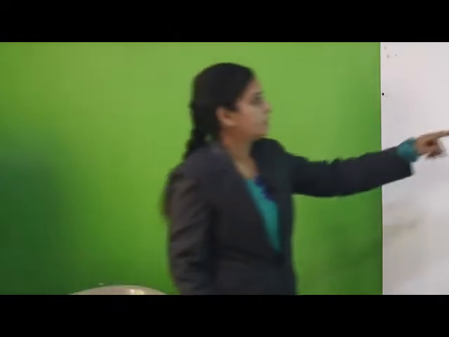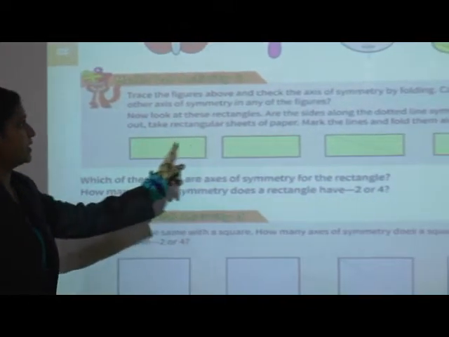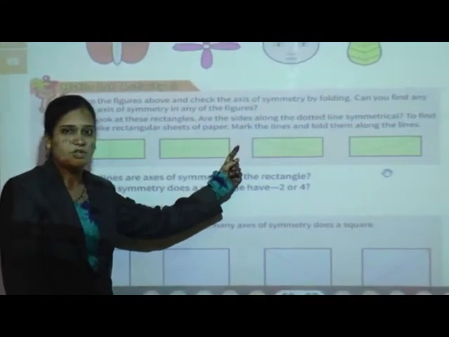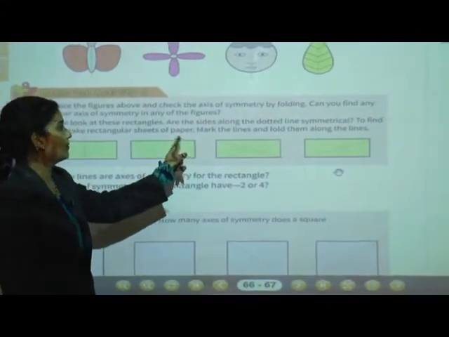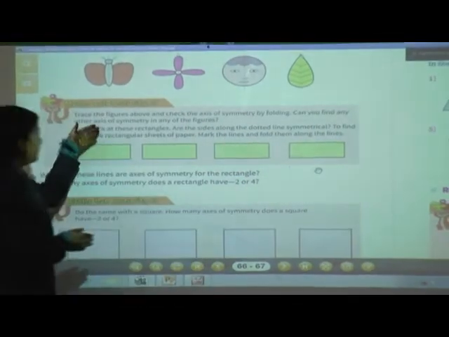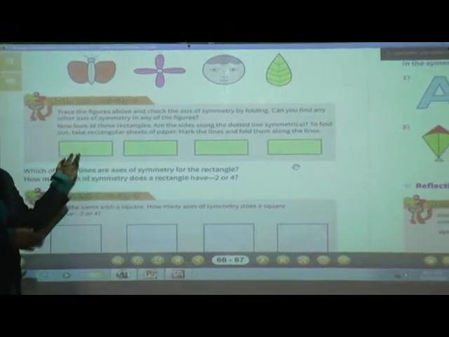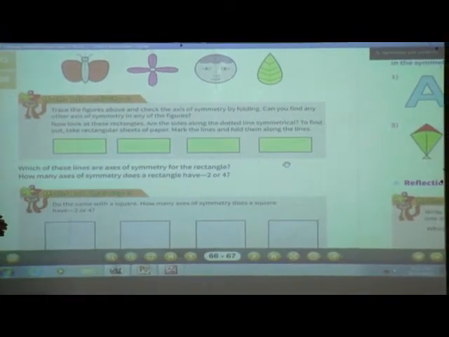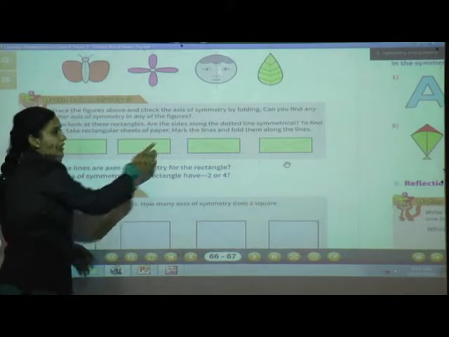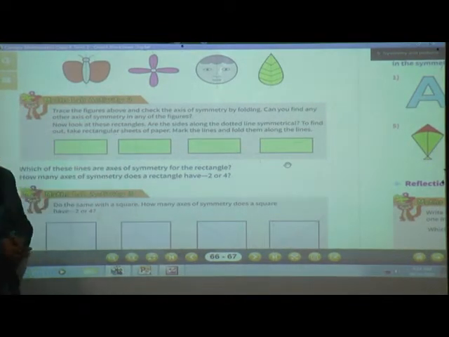Okay, see this experiment. See, this line we call the vertical axis of symmetry. This line we call the horizontal axis of symmetry. And this one is the diagonal. But when we divide along the vertical axis of symmetry, we get two equal parts which overlap each other. Even for the horizontal axis of symmetry, the rectangle divides into two equal parts.